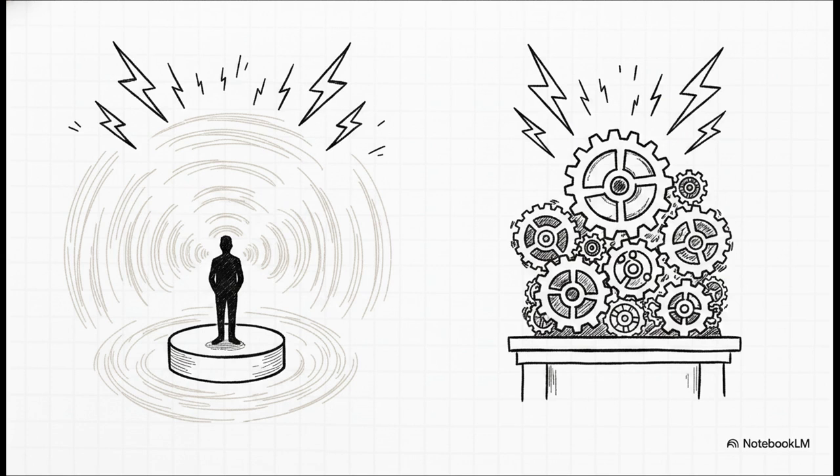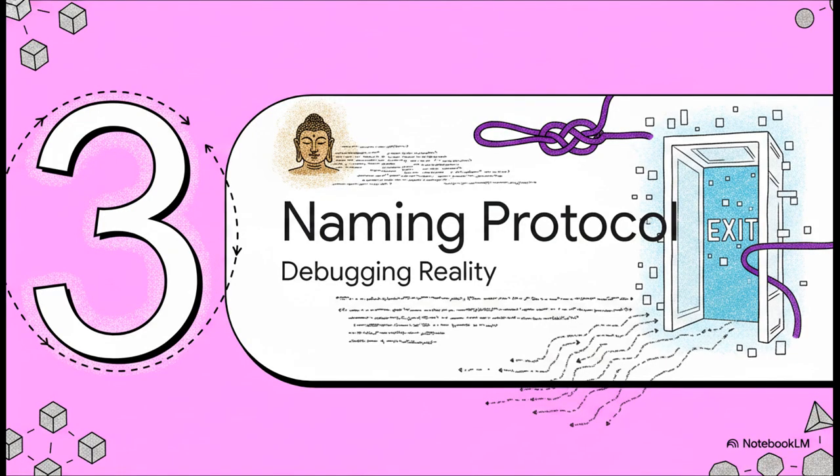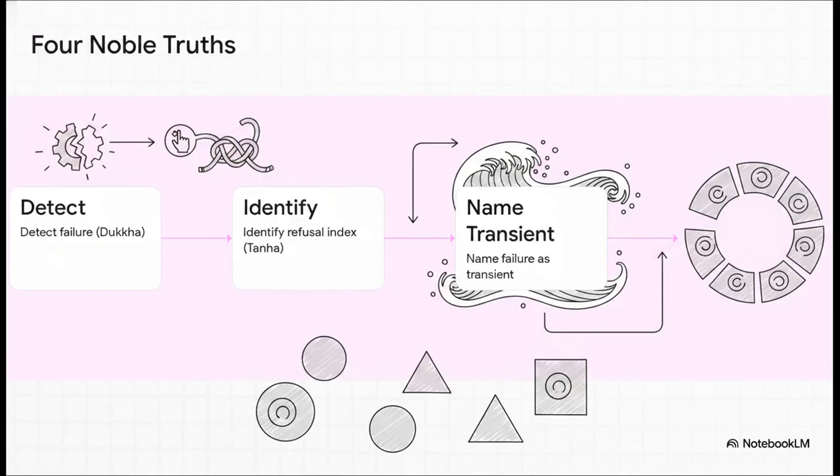Humans are mistakenly attributing permanence, a property that belongs only to the unconditioned, to these transient, conditioned mechanisms. Okay, moving right along to part 3, the ultimate naming protocol, debugging reality. So now that we've successfully mapped out the system's errors, let's explore the ultimate debugging protocol. And I use that term because the source material considers the Buddhist teachings a literal step-by-step protocol designed to execute an exit from the simulation.